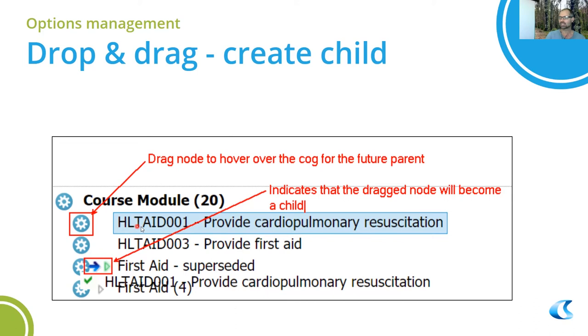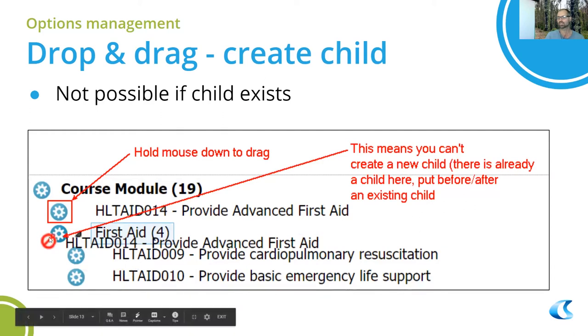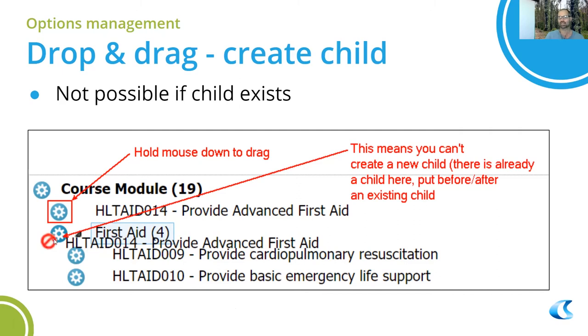So HLT AID 001 is going to become a child of first aid superseded. Okay. But it's not possible. Let's have a look. Not possible that the child exists. You can't drag in and create a child of it, because there's already a child there. So I can't create a child on a parent when there's already a child there. I've got to drag it in between one of these. So if you get a little cross, it doesn't mean no smoking, it means no, you can't do that.